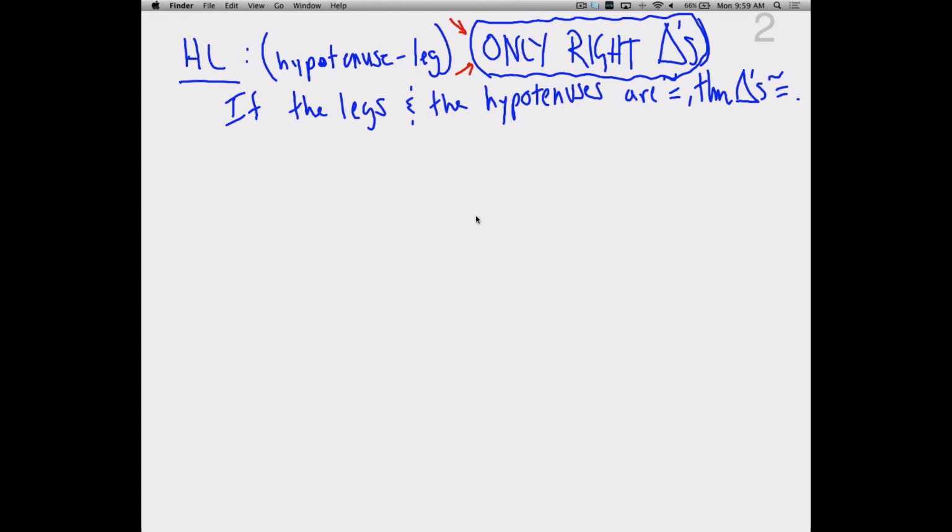This is kind of important, so I'm putting a bunch of arrows pointing at it. And I put it in a pseudo cloud. And then I'm going to put some stars around it, because a couple of you chuckleheads are going to use HL when you don't have right triangles. Don't do that.